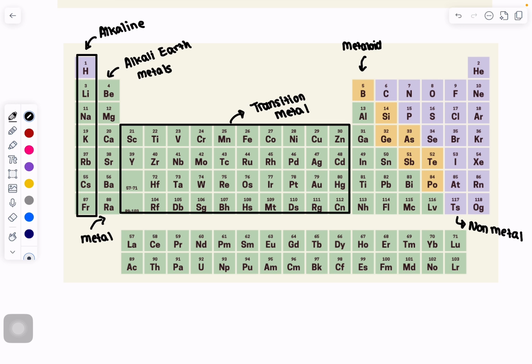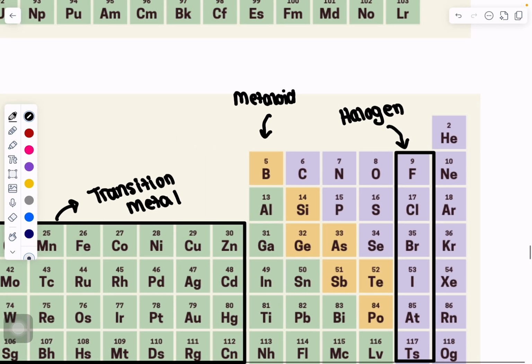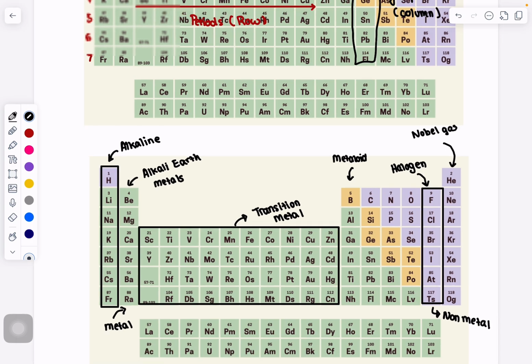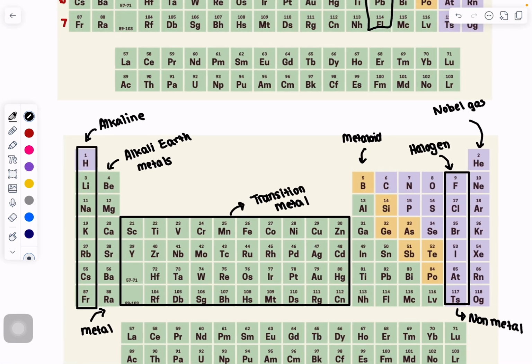And finally, we have anything in this column right here, which is a halogen. They're the most reactive. Remember, halogens are the most reactive. And anything in this final column is your noble gases. Make sure that you memorize this table.